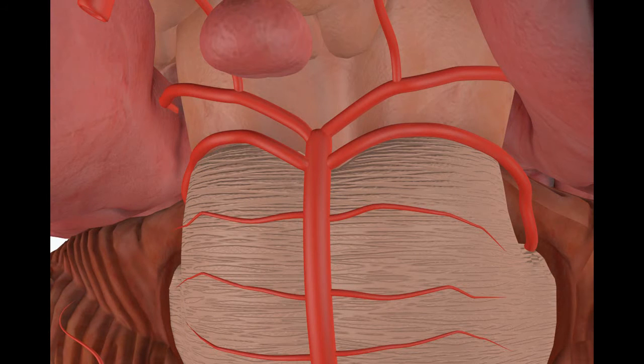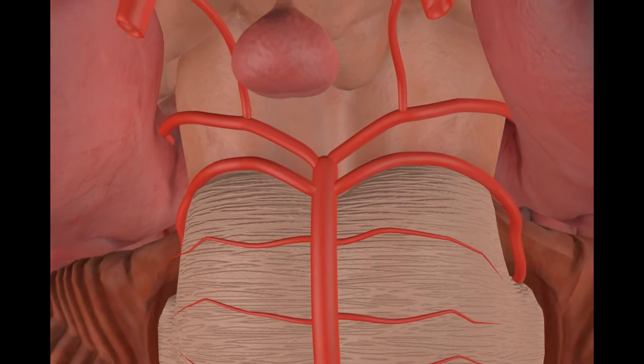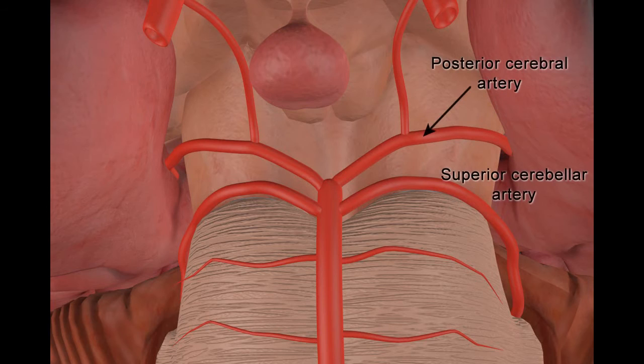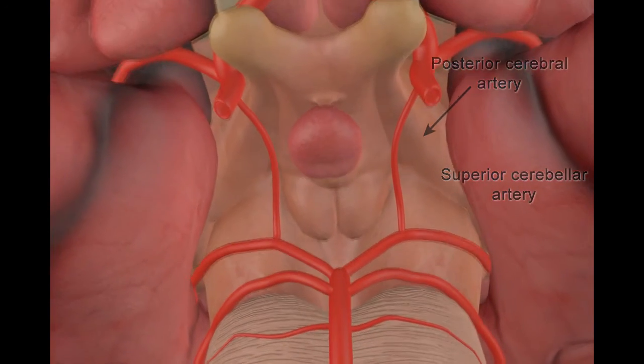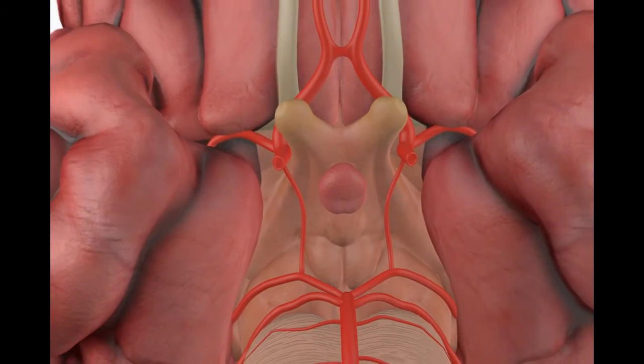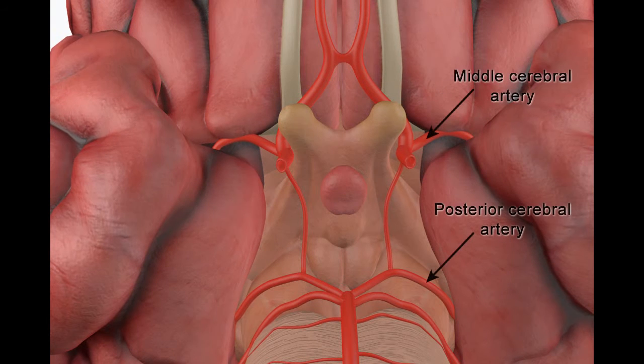Now, similarly to the cerebellum, there are three cerebral arteries. The posterior cerebral arteries branch off the basilar artery just superior to the superior cerebellar artery, while branches of the internal carotid arteries give rise to the middle cerebral artery, from which emerges the anterior cerebral artery.